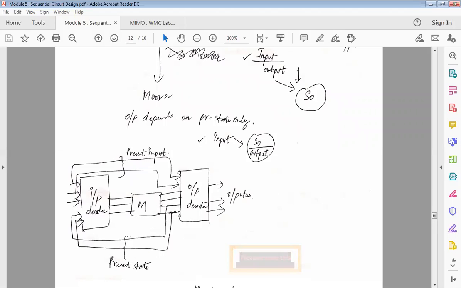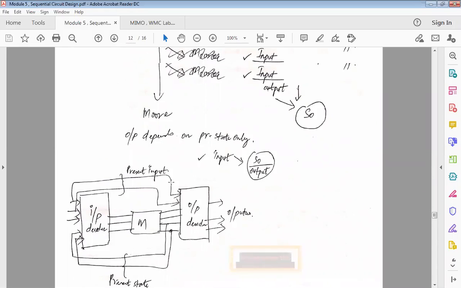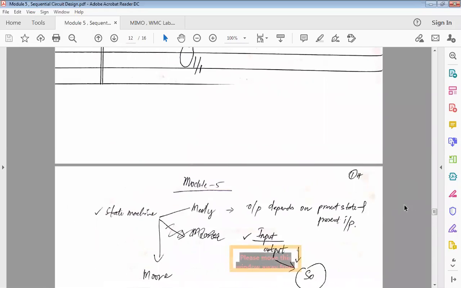Connecting back the output of memory to your input becomes your present state. Your present input is nothing but those general inputs that you give. Outputs of memory become the present state, so those you give to your inputs. So part of your memory also comes in, and the normal input is also given to your output. This is one of the representations of your Mealy state machine.